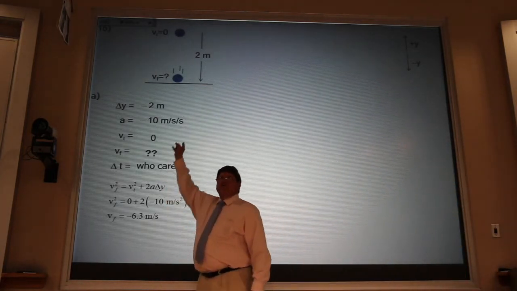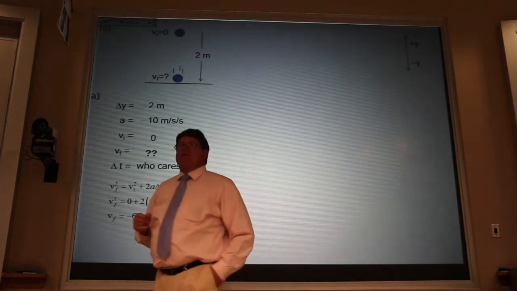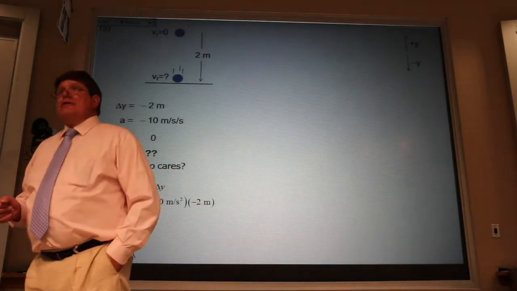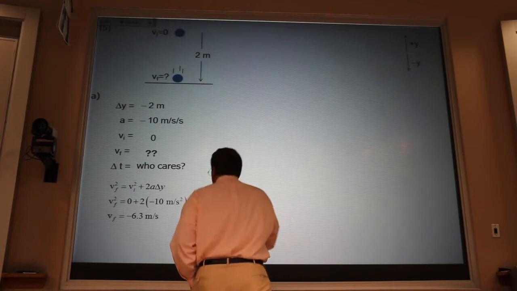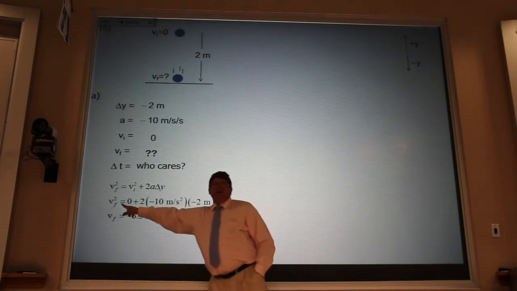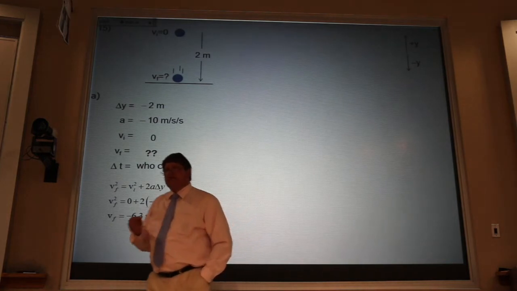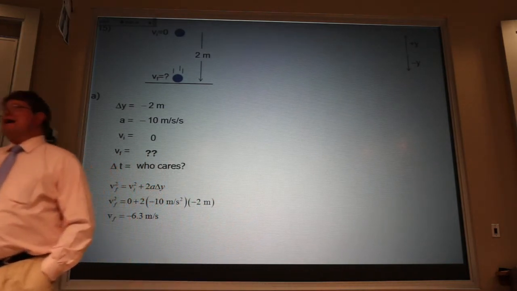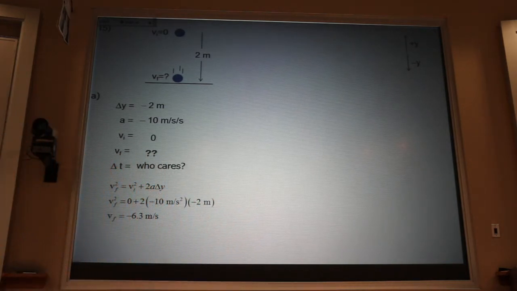Now folks, you may have thought that I was just being picky about the minus 2 meters. Not so. If you had put plus 2 meters instead of minus 2 meters, you would be taking the square root of a negative number. If you do that, your calculator will explode. There will be shrapnel all over the room. You don't want to do that. That minus sign is critical.